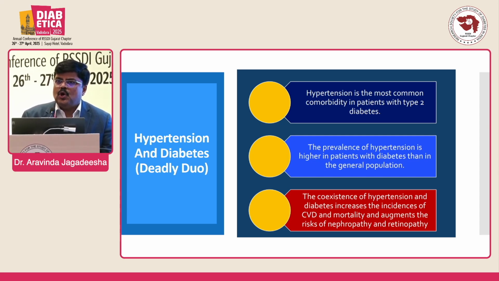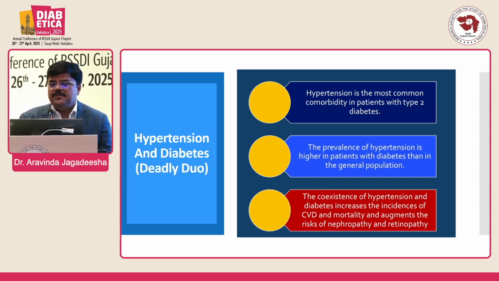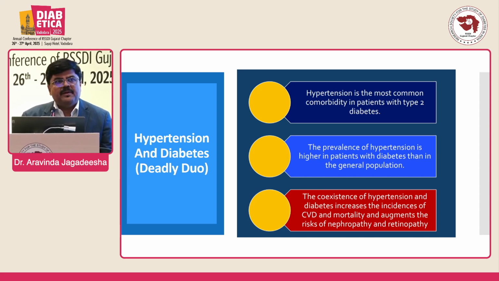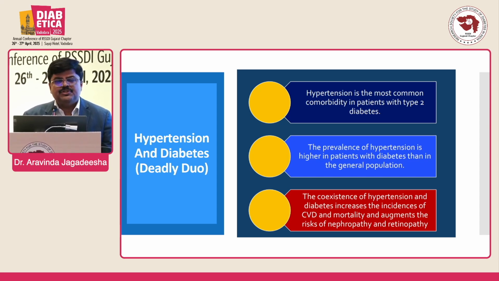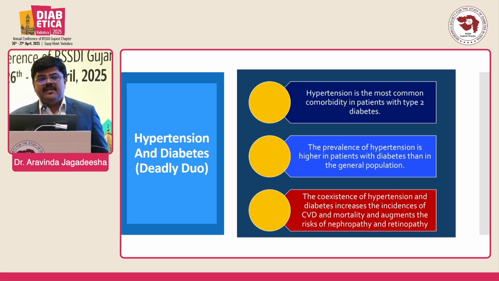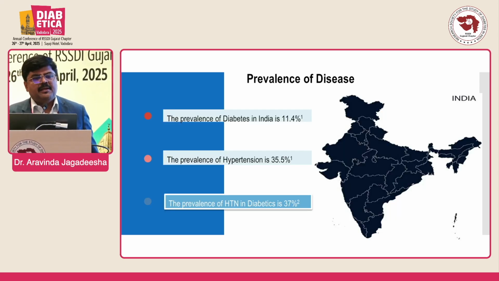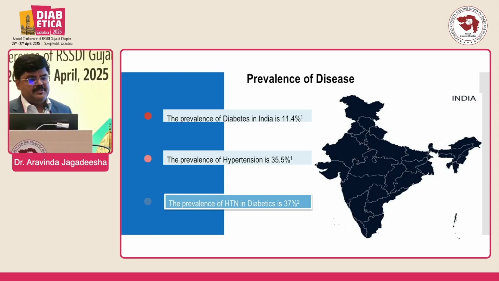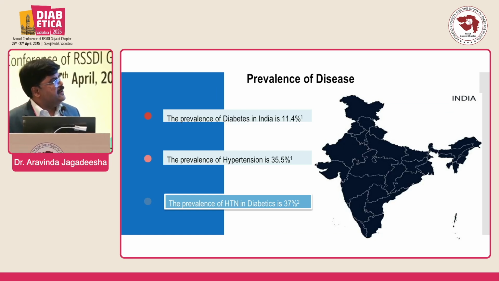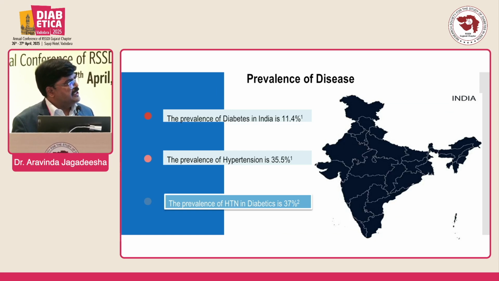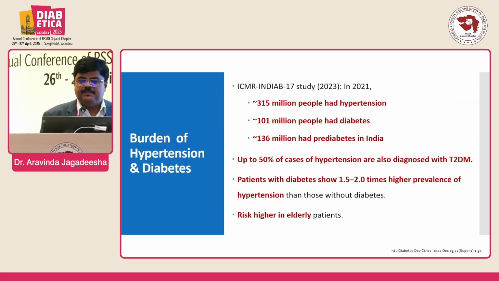Hypertension is the most common comorbidity in patients with type 2 diabetes. The prevalence of hypertension is higher in patients with diabetes than in the general population. The coexistence of hypertension and diabetes increases the incidence of CVD and mortality and augments the risk of nephropathy and retinopathy. If the prevalence of diabetes in India is 11.4% and hypertension is 35.5%, the prevalence of hypertension in diabetes is 37%.